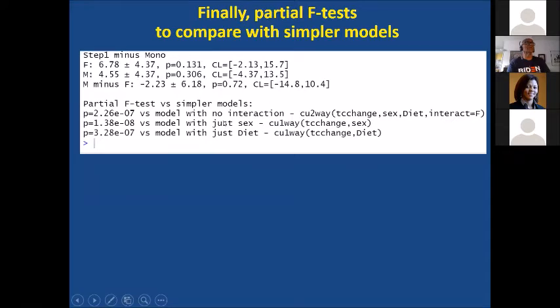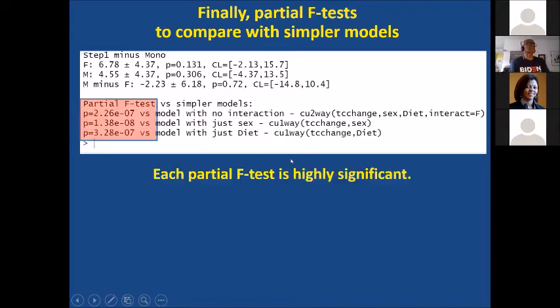We'll get to that. It's called interaction. That is, if the diet effect is different between men and women, there is interaction. Or you could have a model with just sex or with diet. And what you see here is that this model is highly significant compared to all 3 simpler models. So it should give you more confidence in the model. That's the story there.